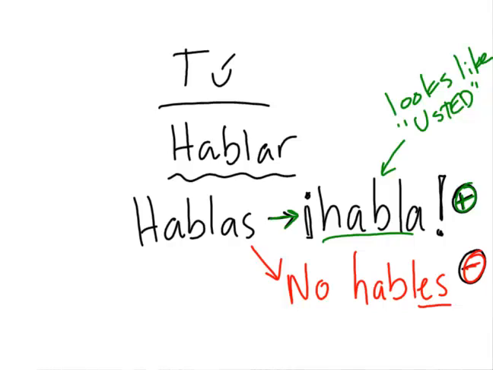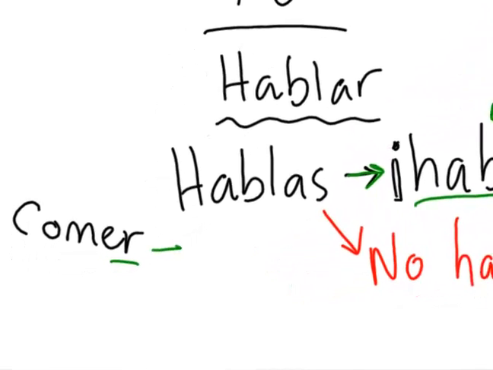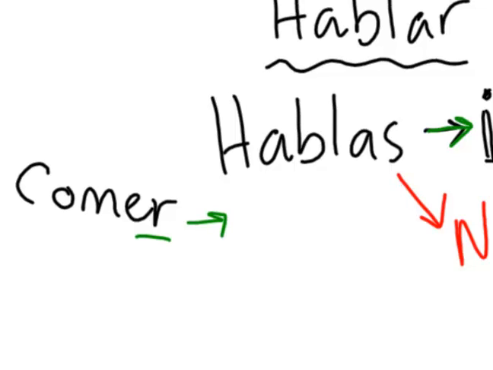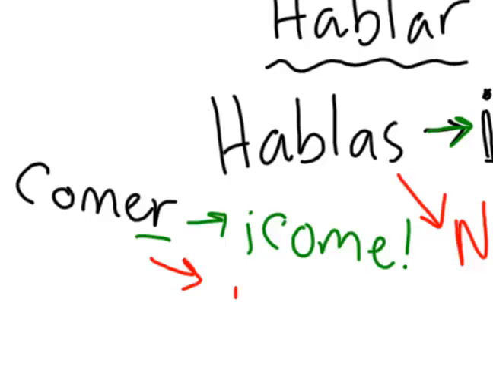And ER verbs operate very similarly. Comer. So what would you think that would be in a positive? Now if you just said come, you're right. It looks like the usted conjugation. Now, what if you want to say, don't eat? No. If you say comas, nicely done. Because we switch over to the AR ending.